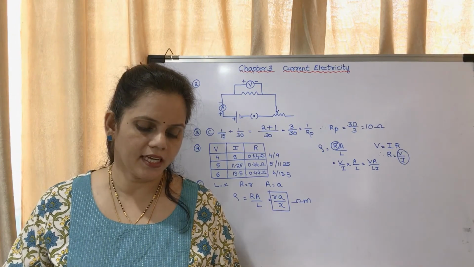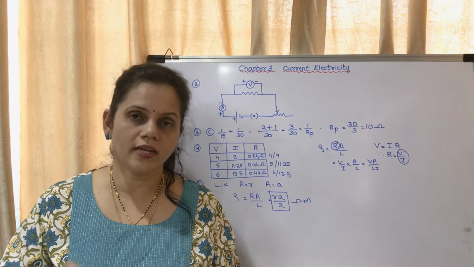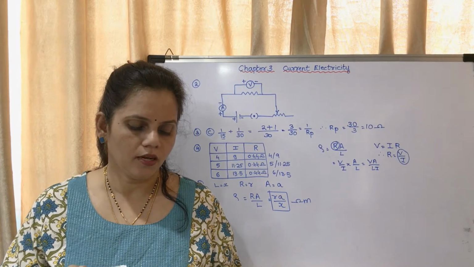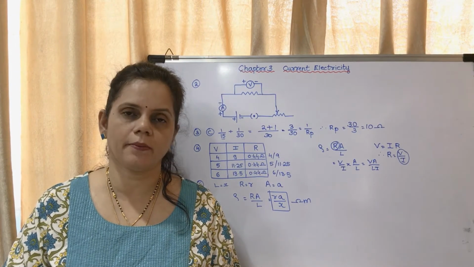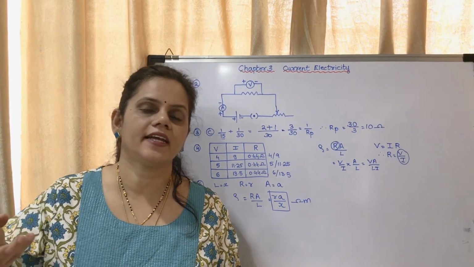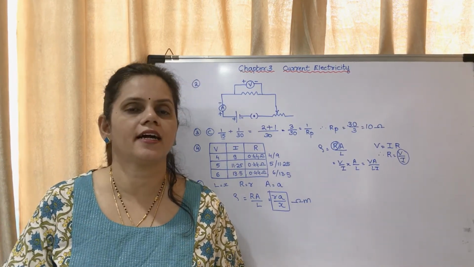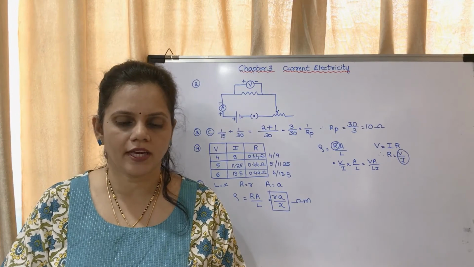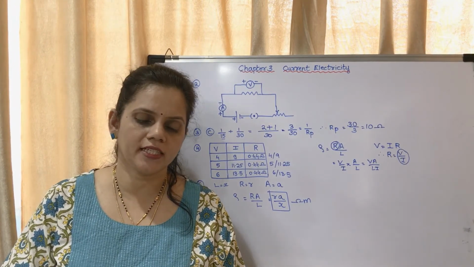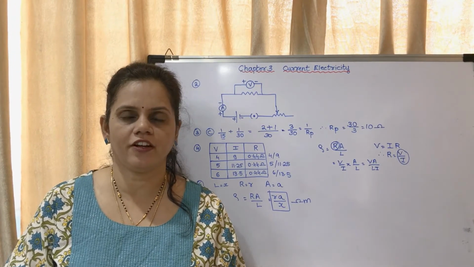Next, X is equal to 1 upon X1 plus 1 upon X2 plus 1 upon X3. They have taken the inverse. As it is in inverse, they are connected in parallel. Now we may move on to the next question, that is solve the following problems.